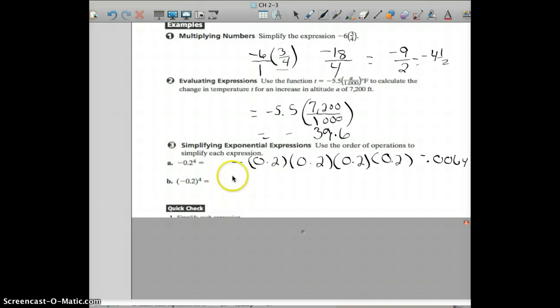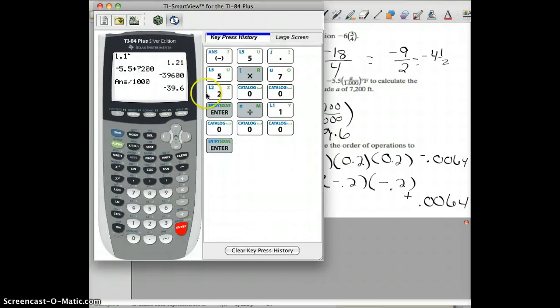Now in the second example, we have the negative 0.2, and that's going to be times negative 0.2 times negative 0.2 times negative 0.2. You see here we have 2 negatives, which are going to make a positive, and another 2 negatives, which are going to make a positive. So in this case, we're going to have a positive 0.0064. If you'd like to try that on your calculator, using the parenthesis signs is really important.